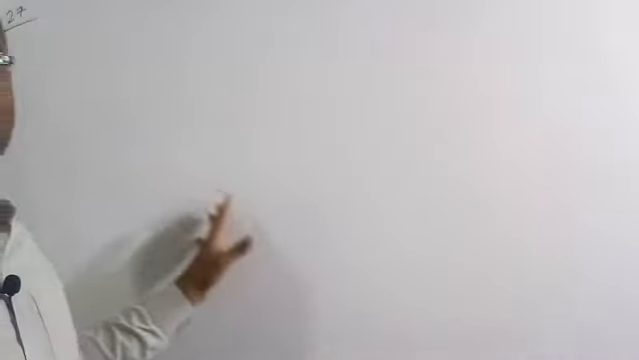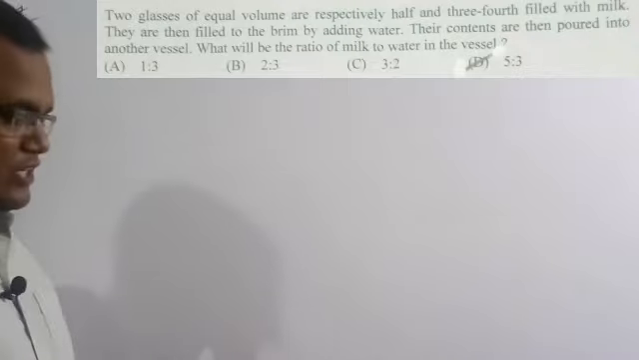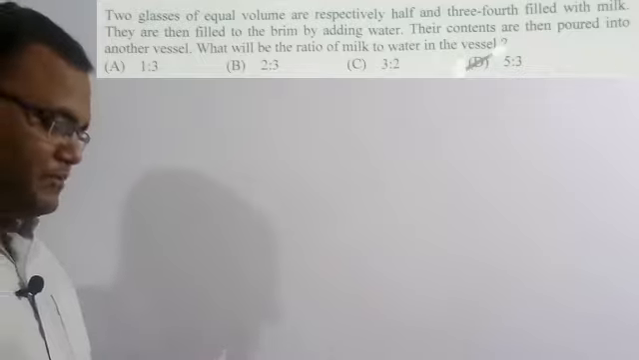Now we are going to solve the 27th question. See the question here. Two glasses of equal volumes are respectively half and 3/4 filled with milk. They are then filled to the brim by adding water.